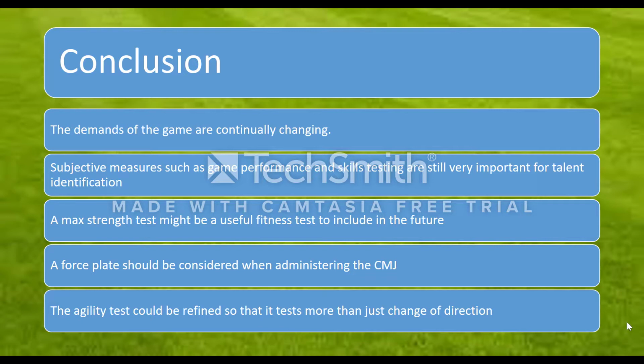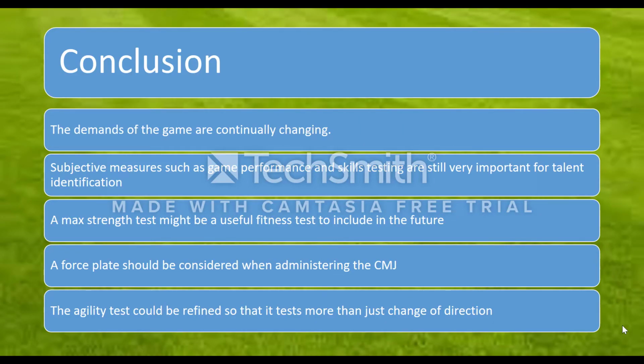The second dot point here, I've got subjective measures such as game performance and skills testing are still very important for talent identification. If a 17 or 18 year old can't get their hands on the football, if they can't kick it, then they're not going to be able to play at the elite level. So these measures are still very important.